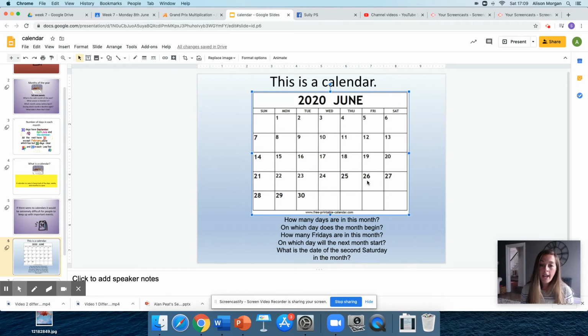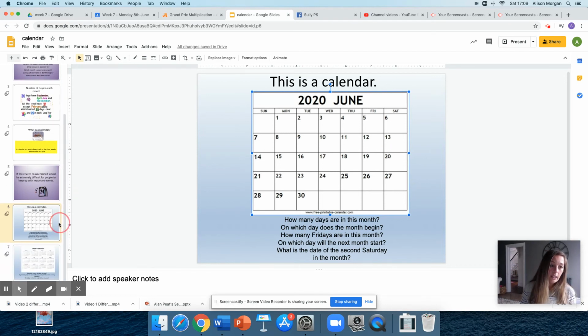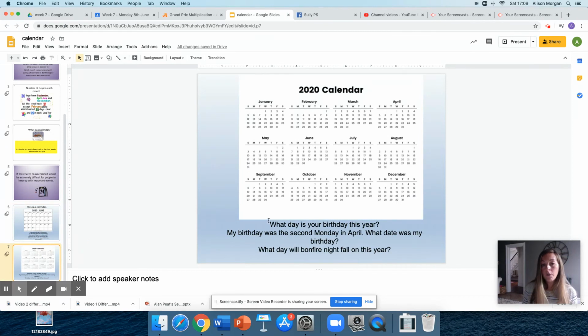On which day will the next month start? Well, I know that there are 30 days in June, so the next day must then be a new month. It must be July. So the 1st of July is here. I look up to the day and it's going to be on a Wednesday. Then it asks, what is the date of the 2nd Saturday in the month? So I go up to Saturday, then I look at the first week is the 6th. So the second week is the 13th, Saturday the 13th of June, okay? It's on the 13th.